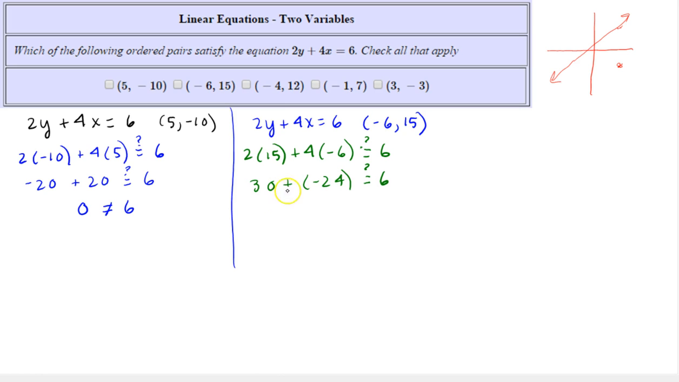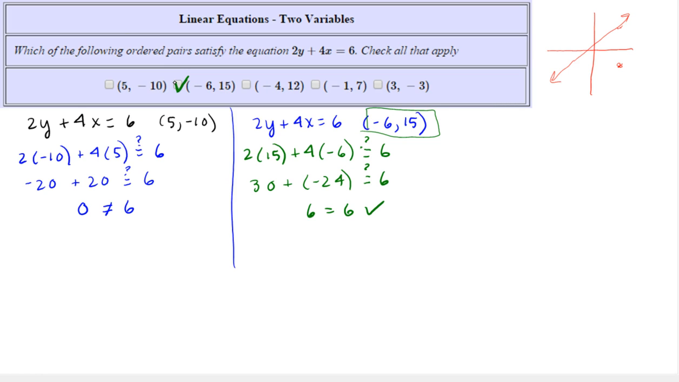Now 30 plus negative 24, well, that's just like 30 minus 24, and this does equal 6. That means this is a solution to this equation, so I would check this one.